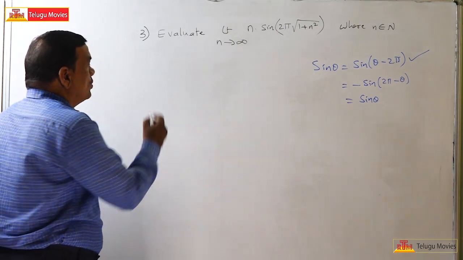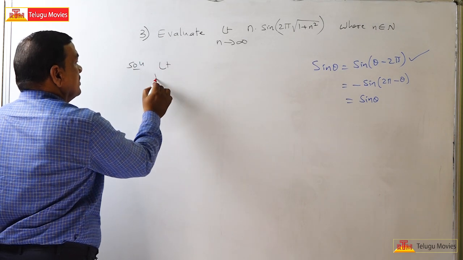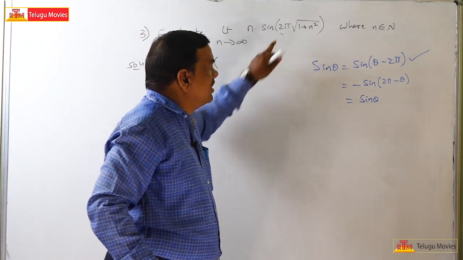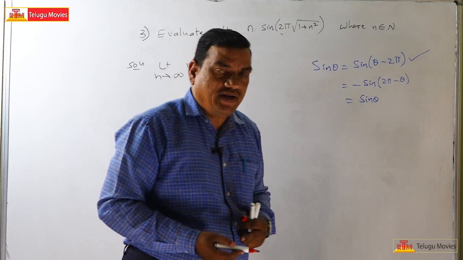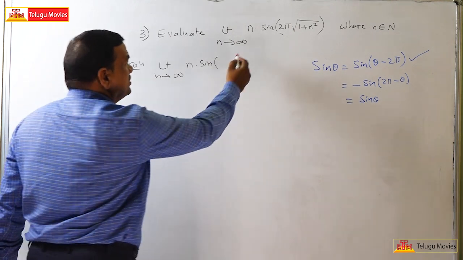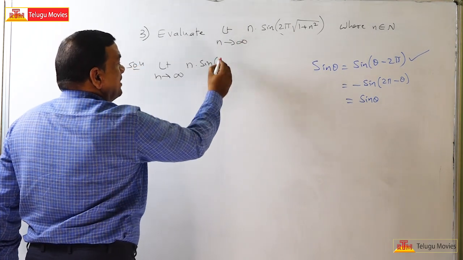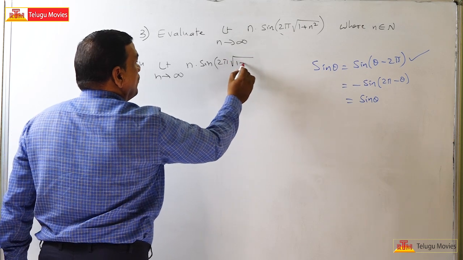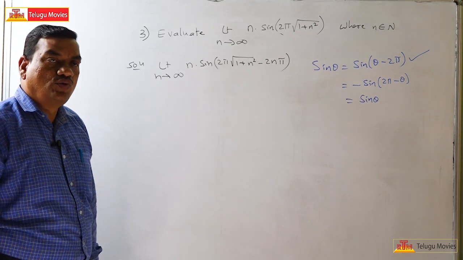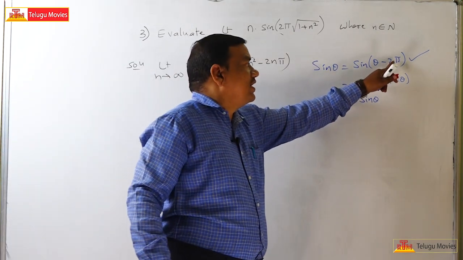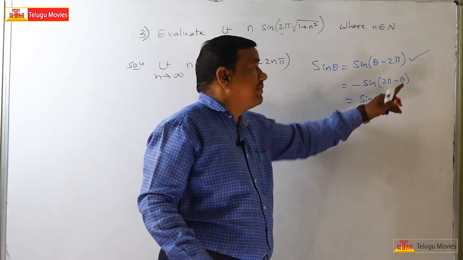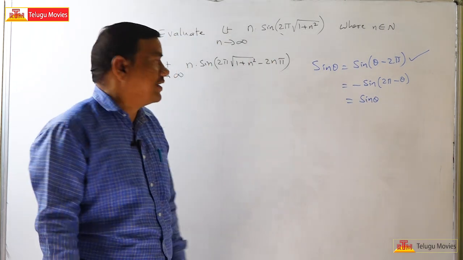So here also we will proceed like that. Limit n tends to infinity, n into sine of, this is theta. Not only 2 pi, we can write 2n pi. Since it is cyclic, we can write 2n pi, no problem. So this can be written as sine of 2 pi into root of 1 plus n square minus 2n pi. You can write here 2n pi. So here 4 pi, 4 pi minus theta is also in the fourth quadrant.